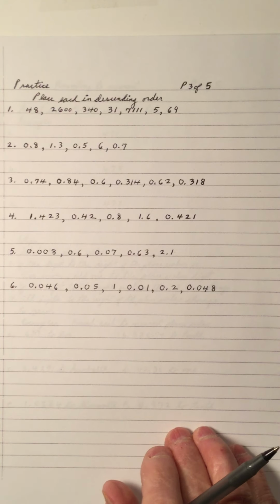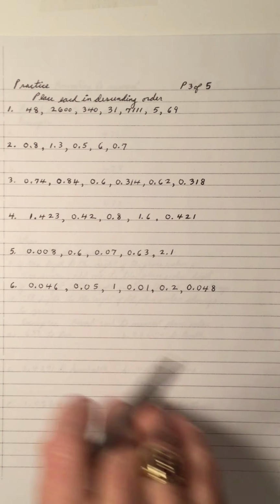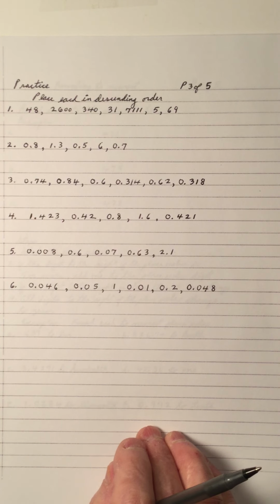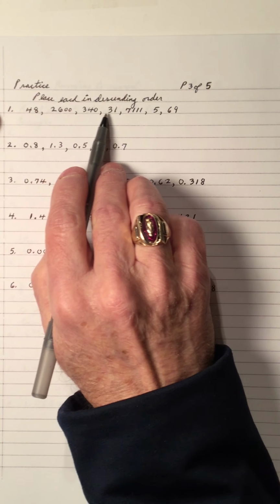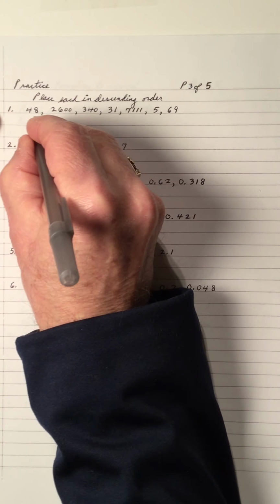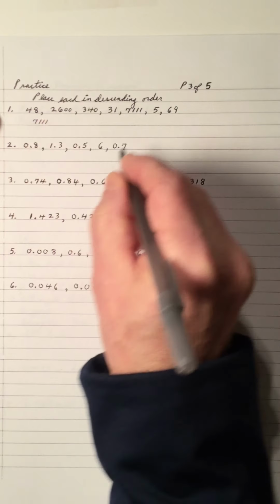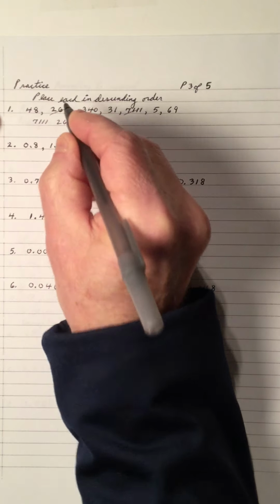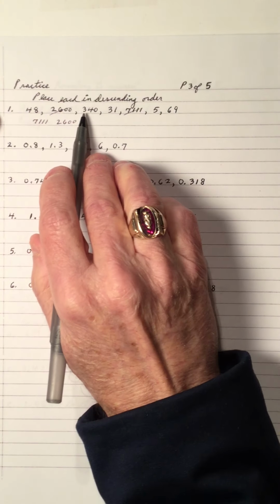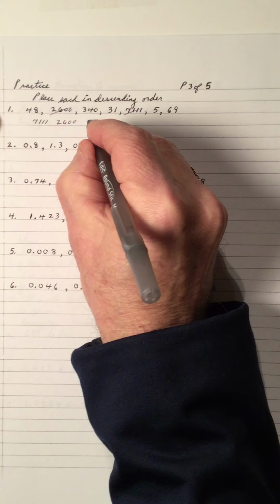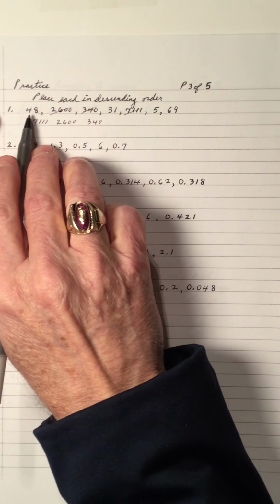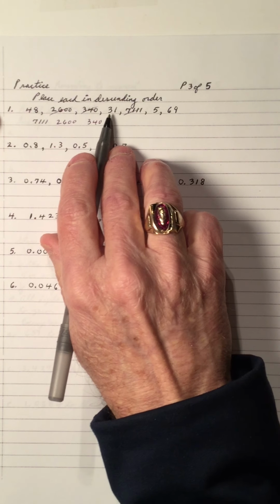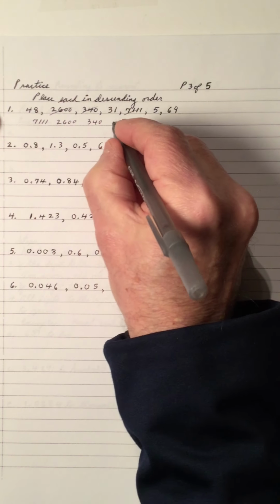Practice. Pause your video, fill out these answers, and then press play to see if you're right. Here we go. Number 1. I have 2,000, 7,000. 7,000 goes first. Done. 2,600 goes next. Done. No more thousands. So I have 100. 340 is the only one that's in the 100. And now we have to look at 48, 69, 31. So 69 is next.